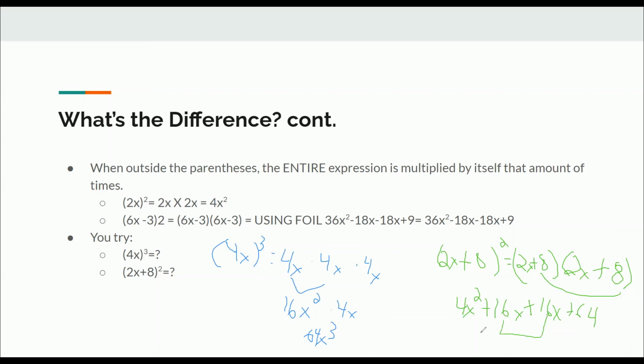So my final answer will be 4x squared. You combine your 16x plus 16x, and that will give you 32x. And then you bring down your last term, which is your plus 64, right? And that is your final answer.